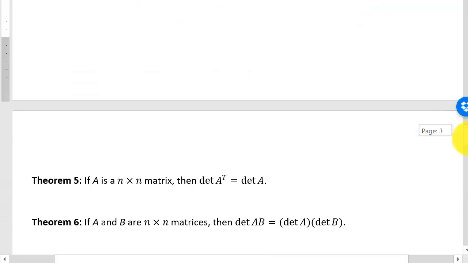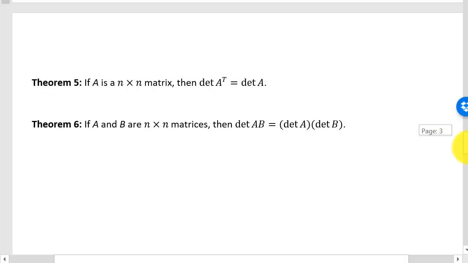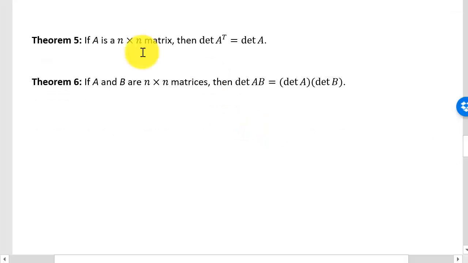Another couple of important theorems. The first one is that the determinant of the transpose is equal to the determinant of the original matrix. And we can kind of see that because we're able to expand on any row and any column, and we're going to get the same results. I won't talk much about that, but the last one is the most important one, and that is the determinant of a product is equal to the product of the determinants.